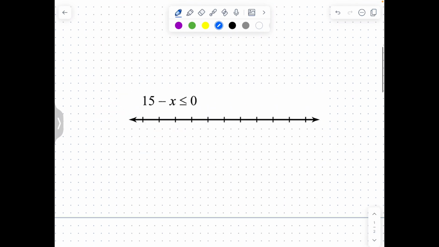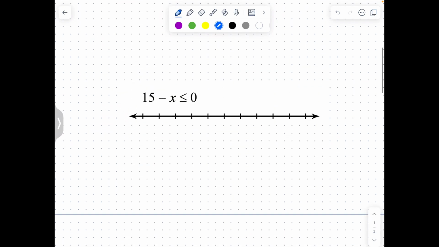Let's do another example. Now this one doesn't have any hints. We're going to fill in our own number line. But we've got our 15 minus x is less than or equal to 0. Now we have some options on how to solve this. I'm going to do it two different ways because I need you to see something on this problem.